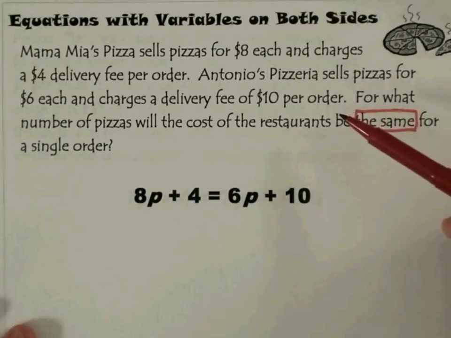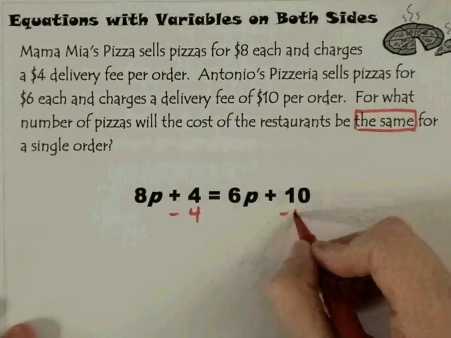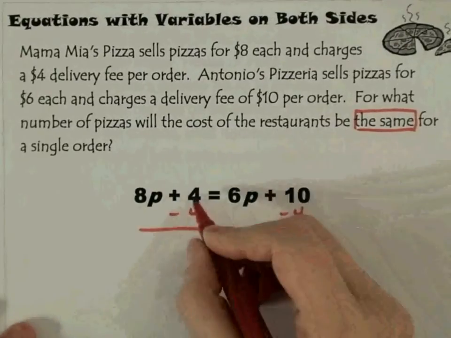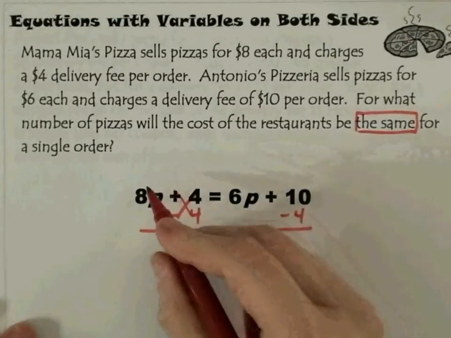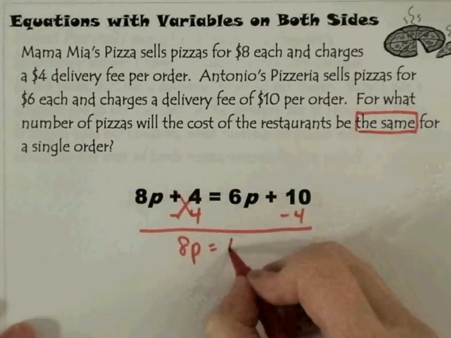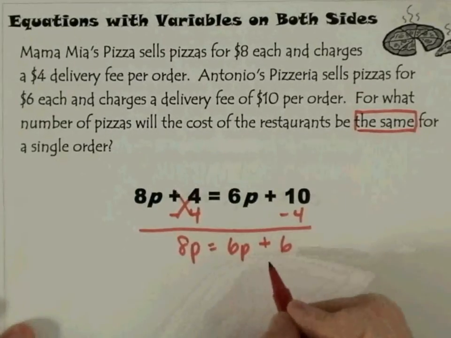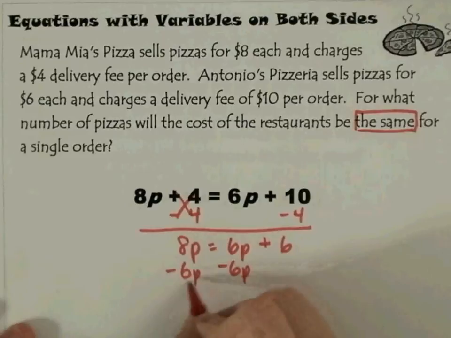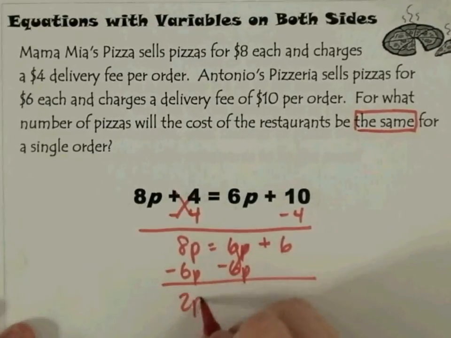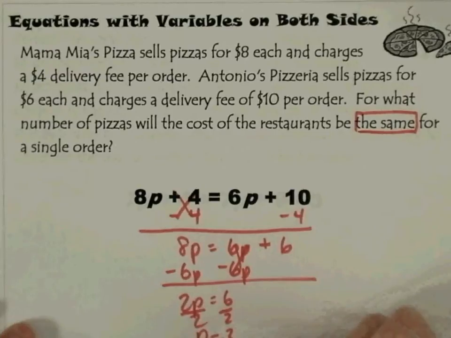We're going to solve this just like we would any other problem. We subtract 4 from both sides. And again, the order doesn't specifically matter. This is just the order I do it in. If you want to do the other way first, I'm cool with that. 6p plus 6. Now, I'm gonna get rid of any numbers on this side. I'm going to subtract 6p from both sides. And I get 2p equals 6. Divide both sides by 2, and I get p equals 3.